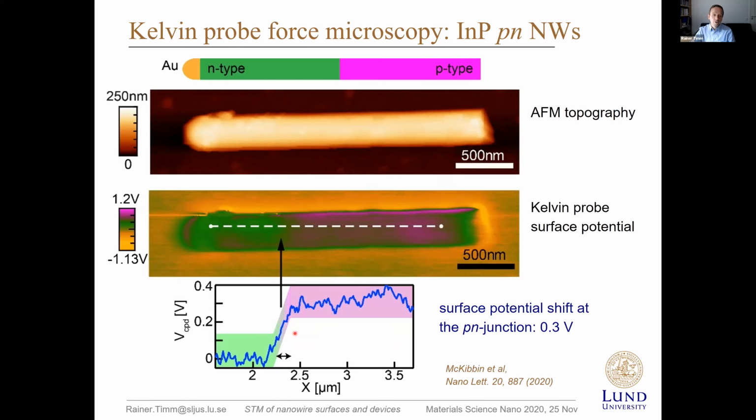And that's because Kelvin probe operates in air. So the sample is oxidized, we have a humid environment, so we have even stronger band bending effects, and the built-in potential at the surface is even smaller as compared to the ultra-high vacuum conditions of the STM.